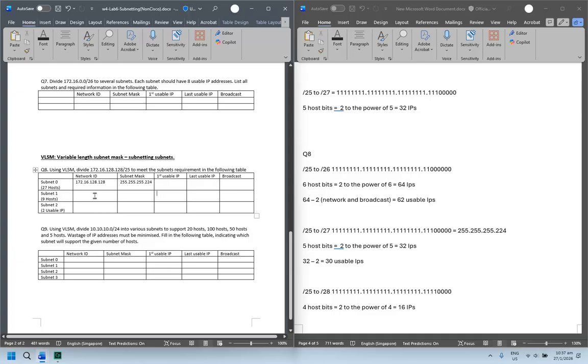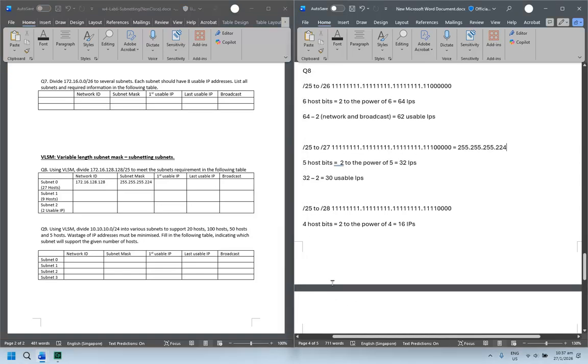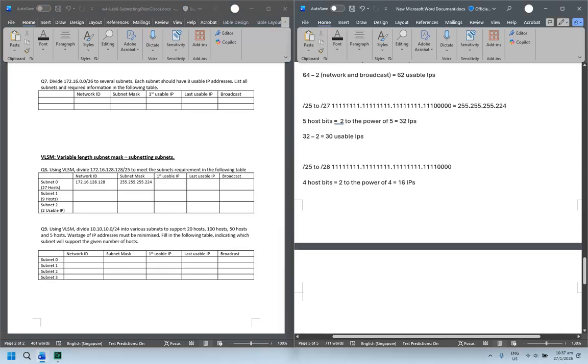Okay, but in order to find the second network address of the second group, same thing, because we know that the first group has 32 IP addresses. So in order to get the second network group, definitely the first network address is 172.16.128.128 that we have learned. The second network address, if you remember, we always add in the total IP addresses of the first group.